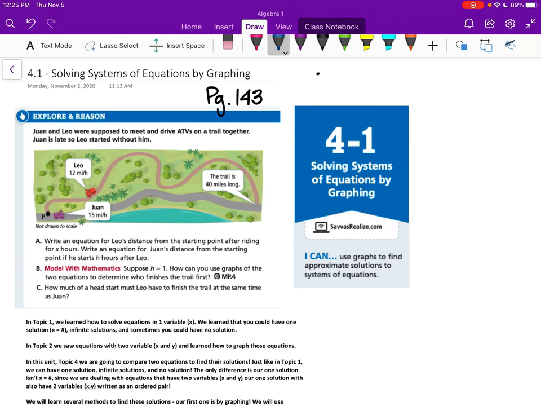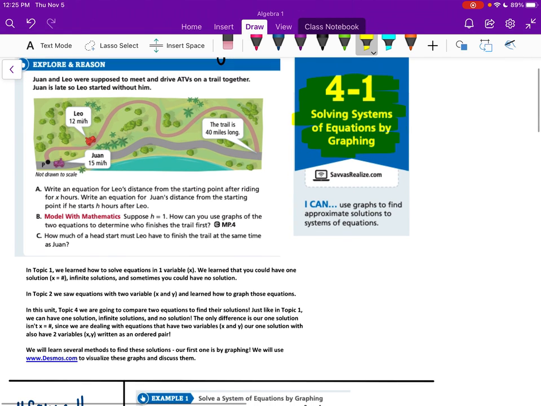All right, section 4.1 is our next lesson, first lesson of our next unit, and we're going to solve systems of equations by graphing. You're probably wondering, what does systems mean? And it just means we have more than one equation and we're trying to find that solution.